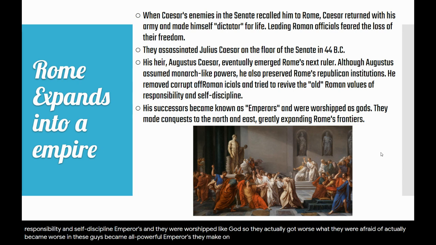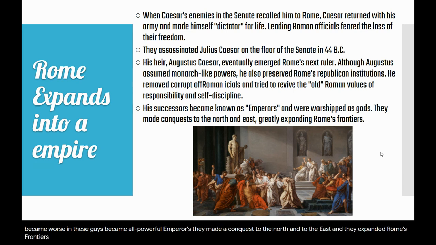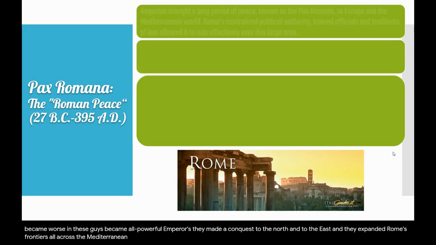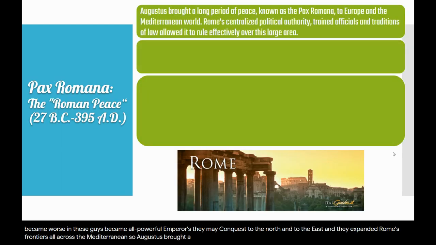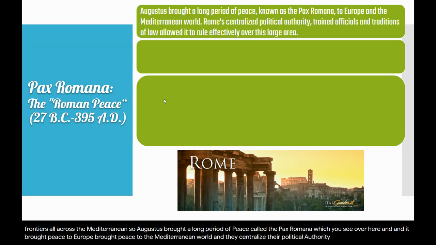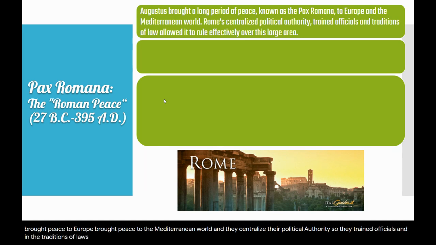They made conquests to the north and to the east, and they expanded Rome's frontiers all across the Mediterranean. So Augustus brought a long period of peace called the Pax Romana, which you see over here. It brought peace to Europe, it brought peace to the Mediterranean world, and they centralized their political authority. They trained officials in the traditions of laws and allowed them to rule effectively over this large region.